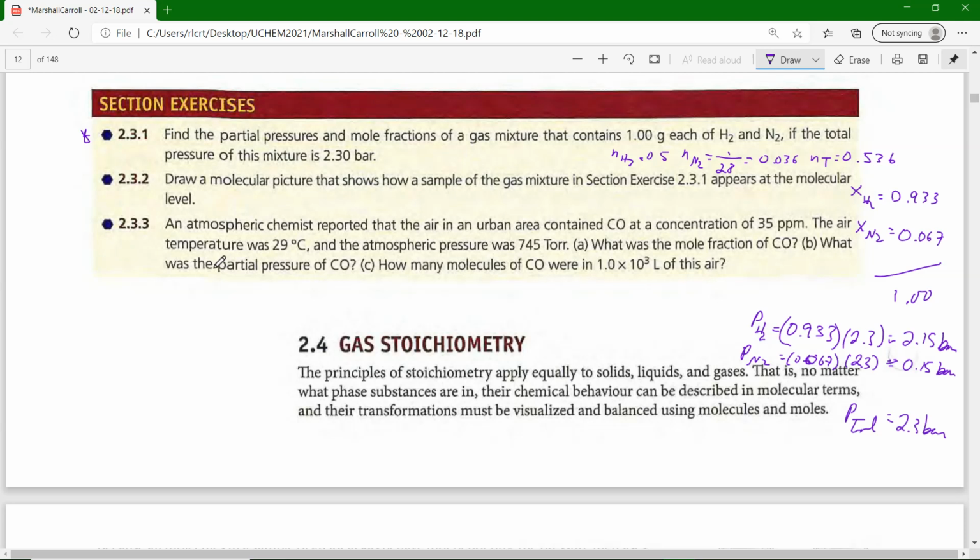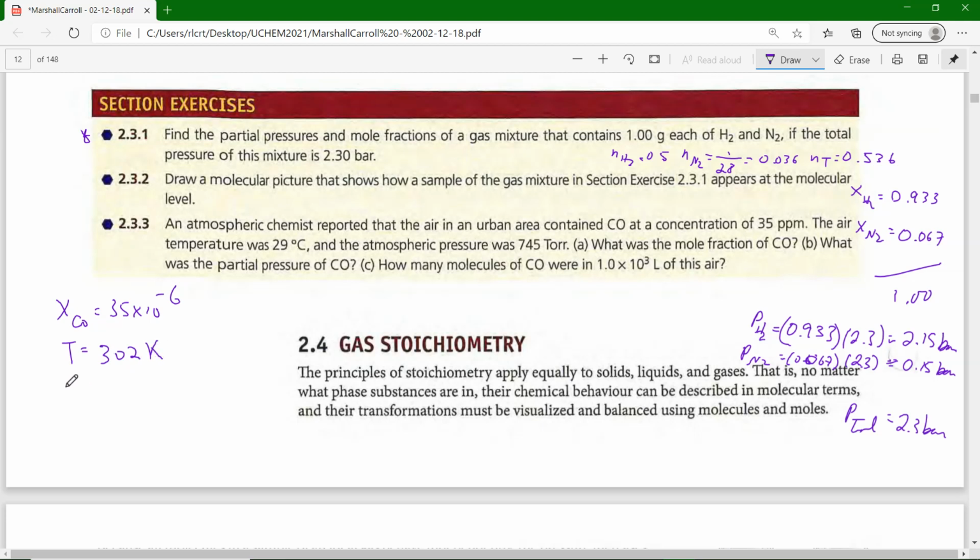An atmospheric chemist reported that the air in an urban area contained carbon monoxide at a concentration of 35 parts per million. So the mole fraction of carbon monoxide would be 35 by 10 to the minus 6. It's pretty small. The air temperature was 29 degrees Celsius. So I'm going to convert that to Kelvin. 29 plus 273, 302 Kelvin.